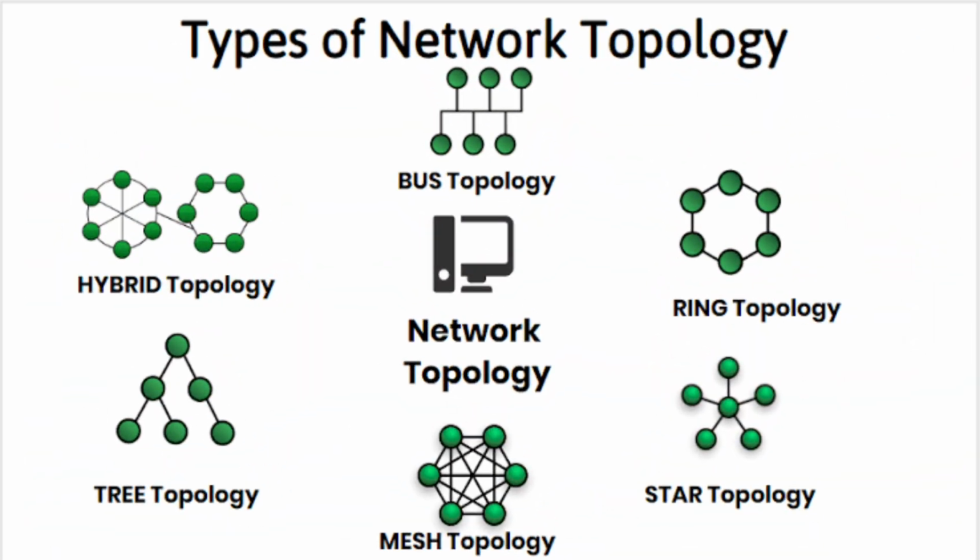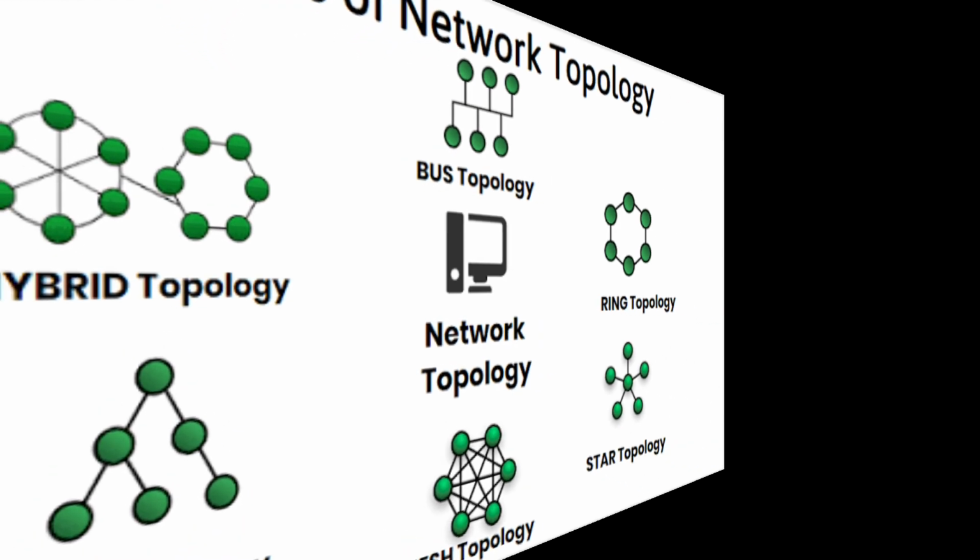Network topology. The network topology is the layout and arrangement of the network devices in a network. Common examples include bus, star, mesh, ring, and daisy chain.